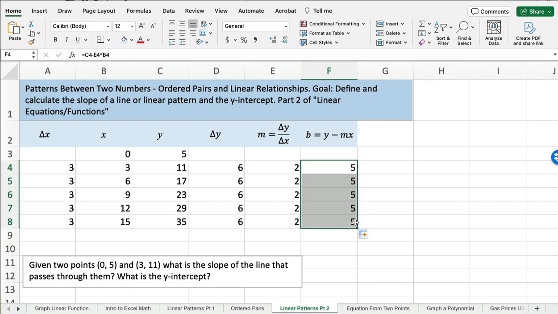You don't have to calculate it more than once, but at least we've established that no matter which row we go in, we can get the value of b, and no matter which row we go in, we can get the value of m, because m is a constant and b is a constant.